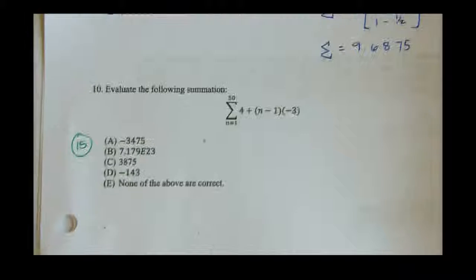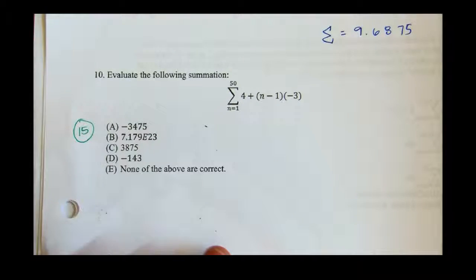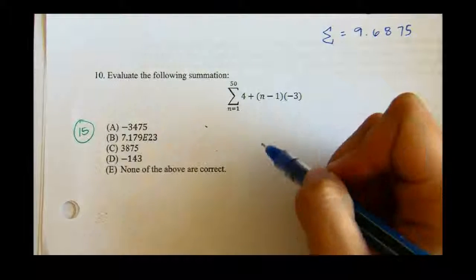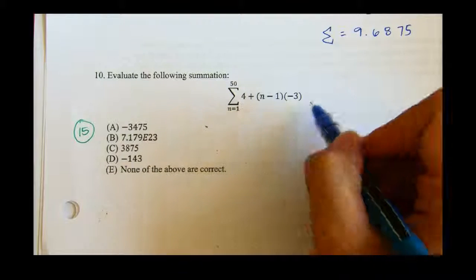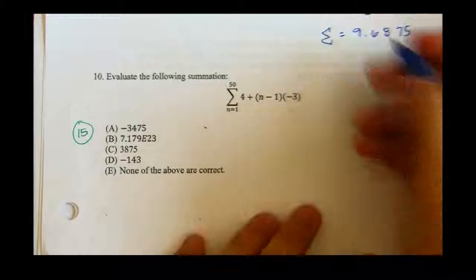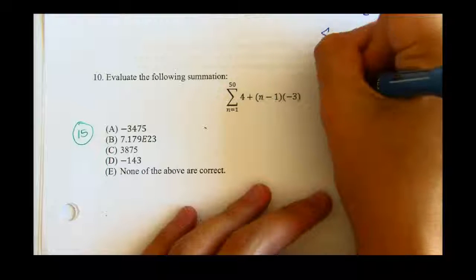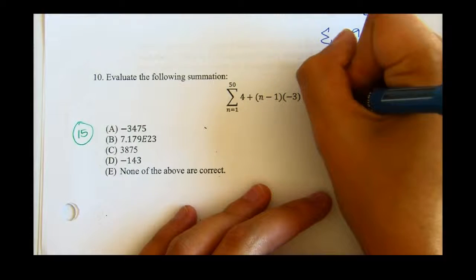Next one, number 10, so this is number 15 in the makeup exam. I want to evaluate the following summation, so I'm taking the sum from the first term to the 50th term of this sequence, which I can recognize is arithmetic, and it is in the explicit form.